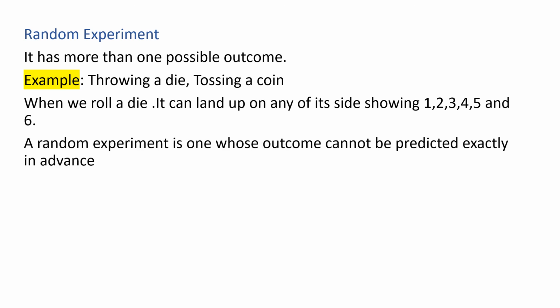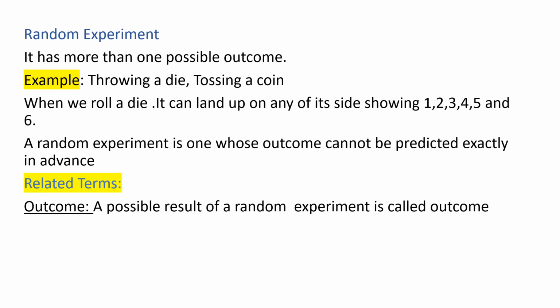So a random experiment is one whose outcome cannot be predicted. If you toss a coin, you have a chance of getting head or tail. You cannot say that when I toss a coin, I'll get only head. I may get head or tail. Now, related to probability, we'll see some terms. The first one is outcome. Outcome means a possible result of a random experiment.